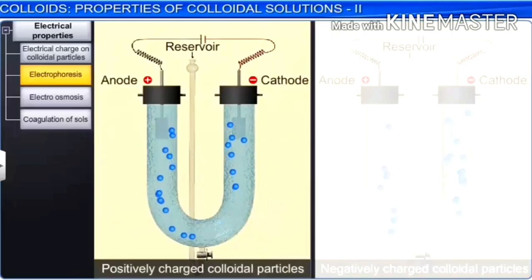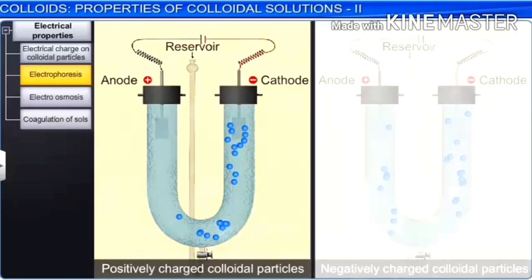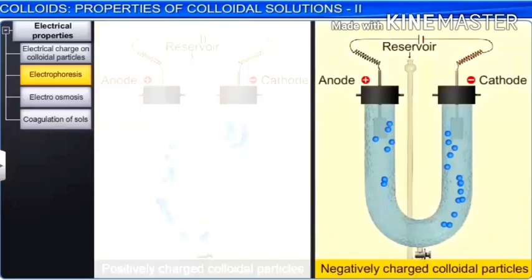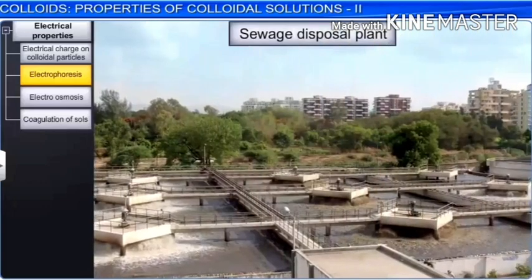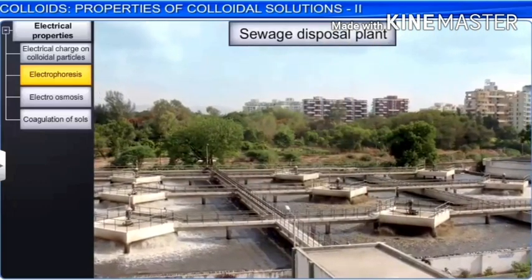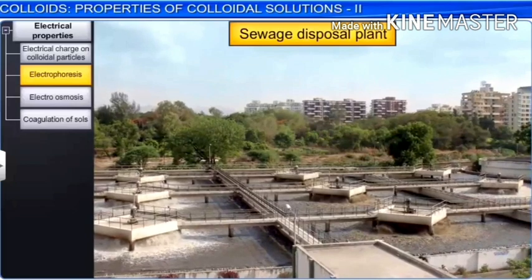So all the positively charged colloidal particles will move towards the negatively charged electrode, which is the cathode. And you can see that the negatively charged colloidal particles present in the colloidal solution will move towards the positively charged electrode, that is the anode. The main application of electrophoresis is in sewage disposal plants.